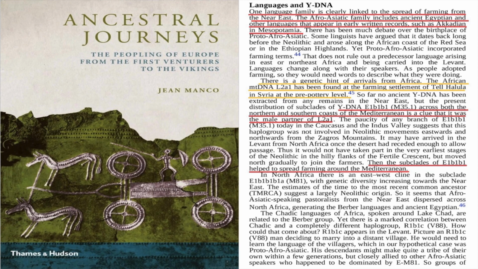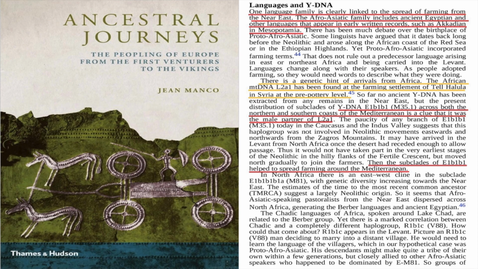And so this book also deals with it, Ancestral Journeys: The Peopling of Europe from the First Ventures to the Vikings, by Jane Mankeo. It says one language family is clearly linked to the spread of farming from the Near East. The Afro-Asiatic family includes ancient Egyptian and other languages that appear in early written records, such as Akkadian in Mesopotamia. There is a genetic hint of arrivals from Africa. The African mtDNA L2A1 has been found at the farming settlement of Tel Halil in Syria at the pre-pottery level.